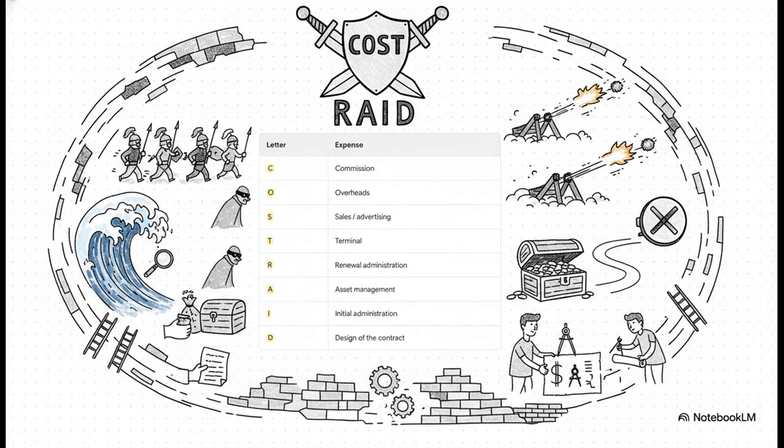Overheads are like the hidden spies just siphoning off resources quietly. Sales and advertising are the loud catapults making a big scene. Terminal costs are that final payout when the contract ends. And then you have the ongoing siege, renewal administration, and asset management. And let's not forget who started it all, the initial setup and the contract designers. An actuary has to account for every single one of these to price a product correctly. You've got to defend your profits from the cost raid.